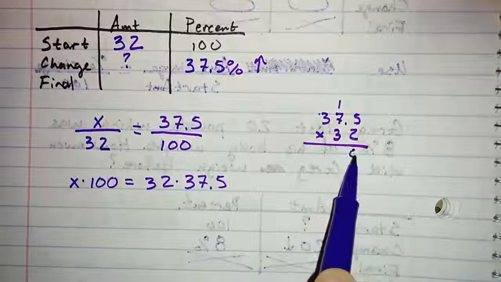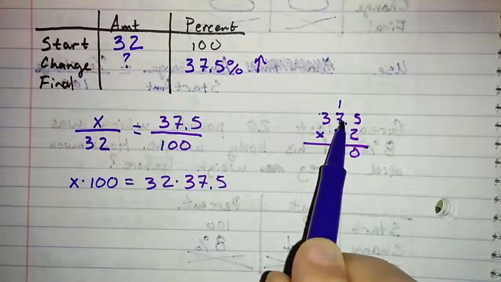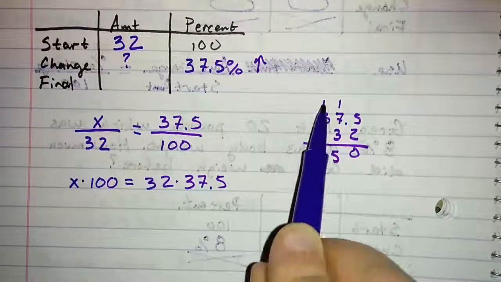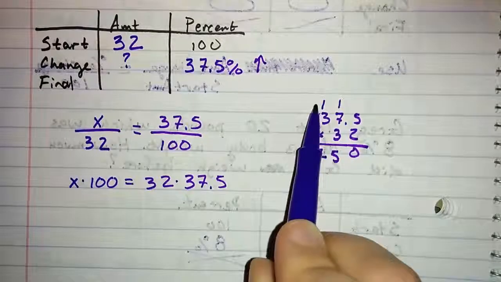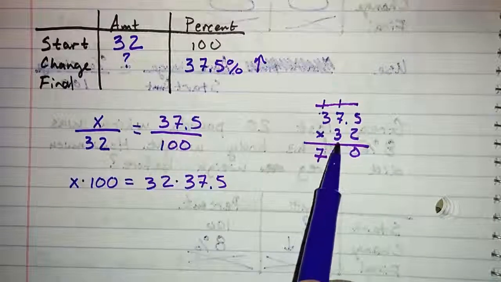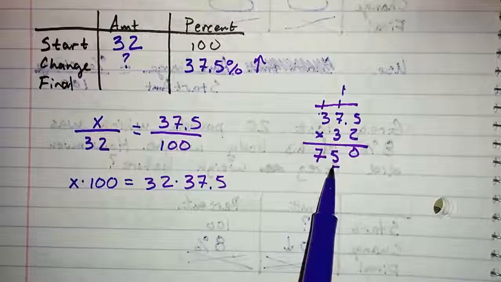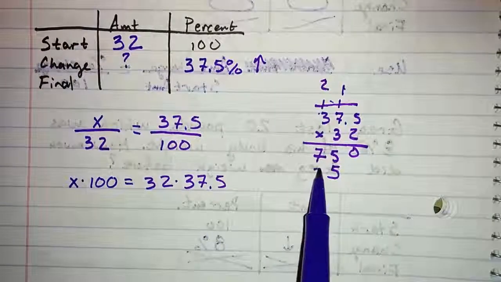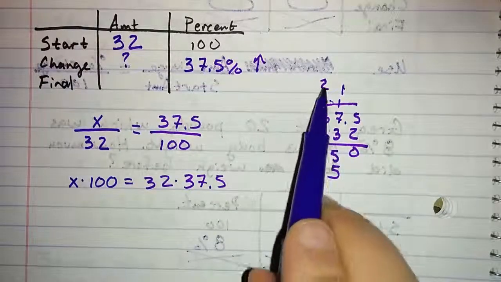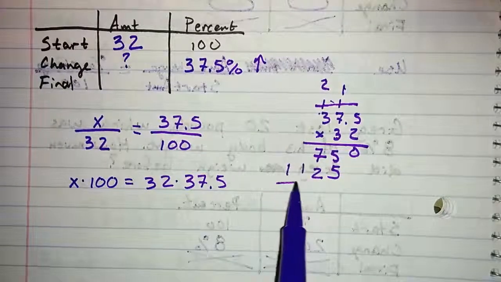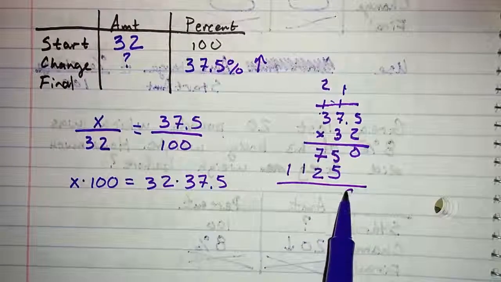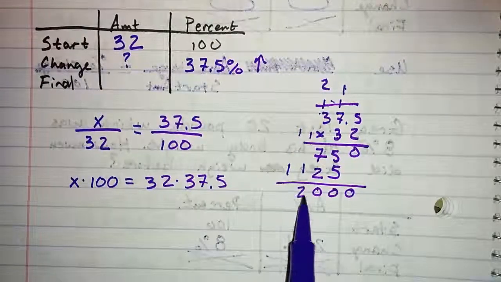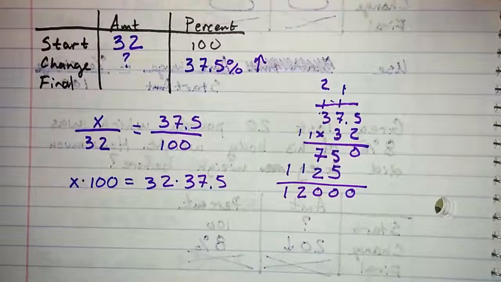2 times 5 is 10. 2 times 7 is 14, and 1 is 15. 2 times 3 is 6, and 1 is 7. 3 times 5 is 15. 3 times 7 is 21, 22. 3 times 3 is 9, and 2 is 11. Adding up: 0, 10, 10, 2, 1.